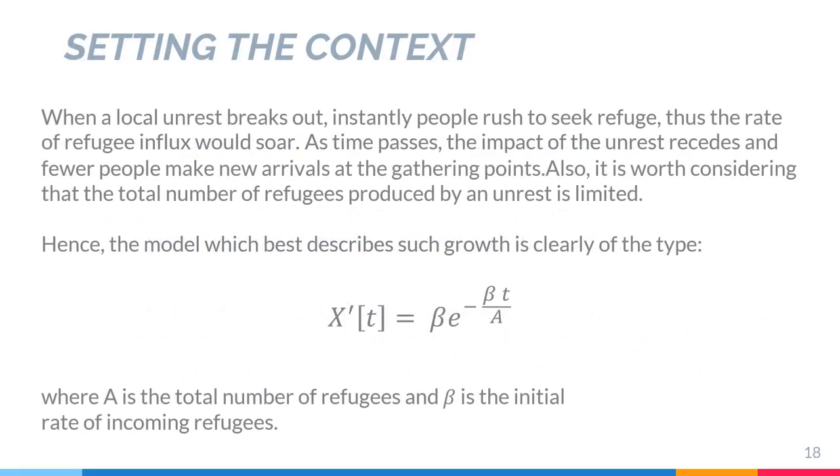To model the arrival of refugees over time t, we take the idea from the fact that when a local unrest breaks out, people instantly rush to seek refuge. Thus the rate of refuge influx would soar. As time passes, the impact of the unrest recedes and fewer people make new arrivals at the gathering points. Also, it is worth considering that the total number of refugees produced by an unrest is limited. Hence, our model which best describes such growth is clearly of the type x(t) = beta e to the power minus beta t by a, where a is the total number of refugees and beta is the initial rate of incoming refugees.